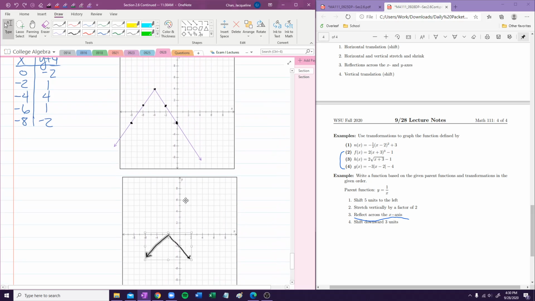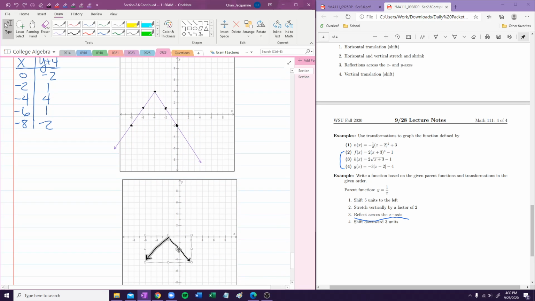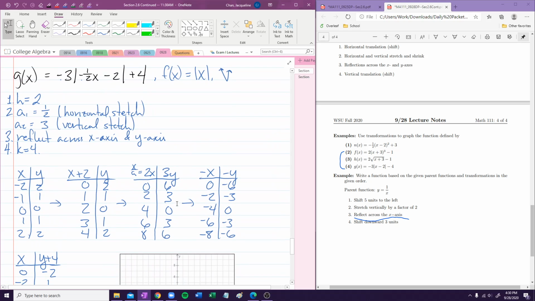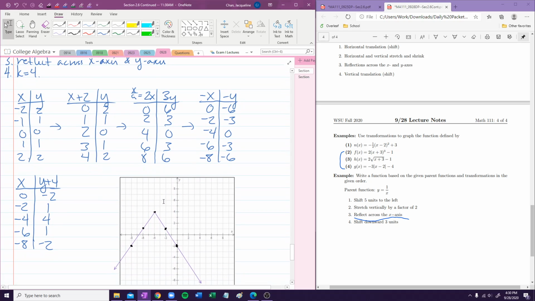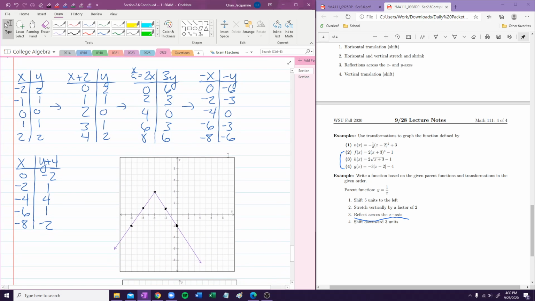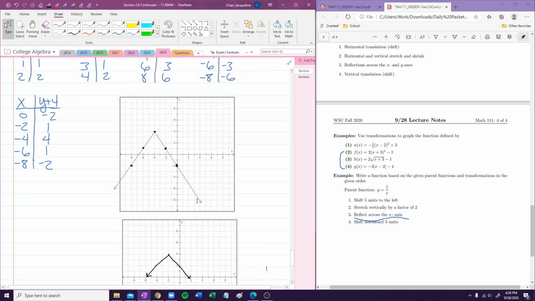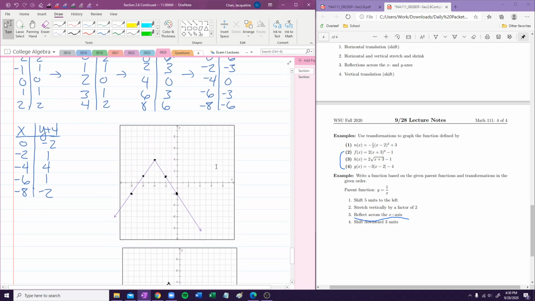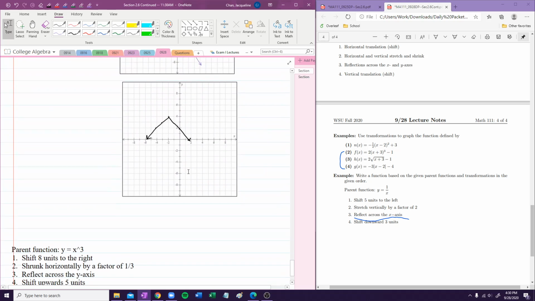Right, and then after all that, what I'm doing is going up 4. So 1, 2, 3, 4. Okay, so about the same. The only difference is, with these values, with the horizontal, I just didn't show you the horizontal shrinking and stretching. But that's essentially what we did.